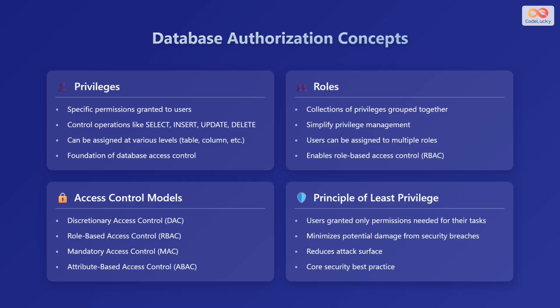There are different access control models such as discretionary access control, role-based access control, mandatory access control, and attribute-based access control. The principle of least privilege is a core security practice where users are granted only the permissions needed for their tasks, minimizing potential damage from security breaches and reducing the attack surface.